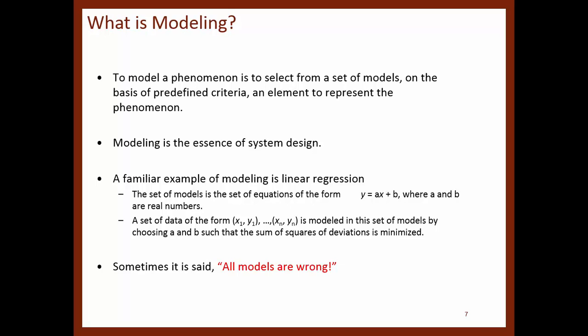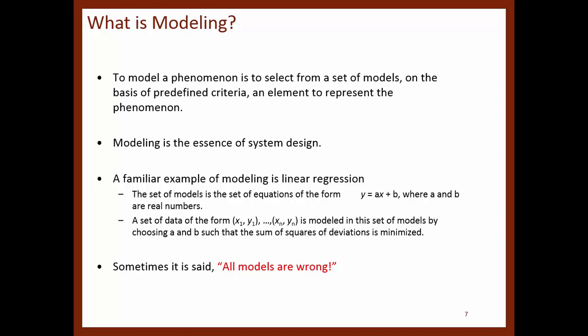A familiar example of modeling is linear regression. So you're familiar with linear regression. We're basically using a set of models in the set of equations of the form y equals ax plus b, where a and b are real numbers. And most of the time what you do is you try to fit a curve to a set of data to try to forecast the behavior of whatever phenomena you're looking for. A set of data of the form x, y is modeled in this set of models by choosing a and b such that the sum of the squares of the deviations from this line is minimized.